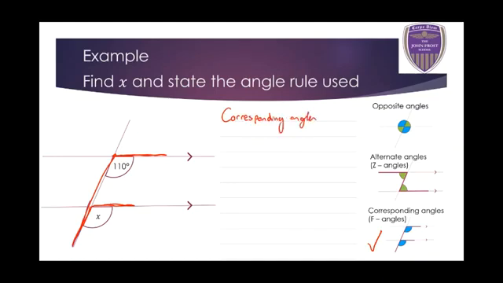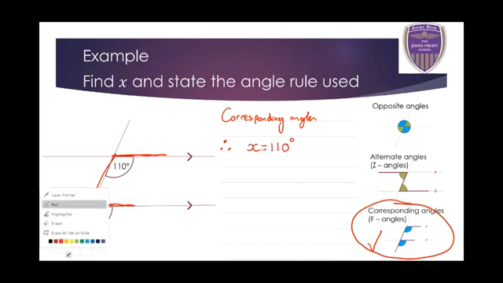Corresponding angles. Therefore, if we look at this diagram here, we can see that the angles in the nooks of the letter F are equal. So that must mean that X is equal to 110 degrees, okay? Because they're both this blue angle, so they have to be equal to each other. Let's have a look at the next example.